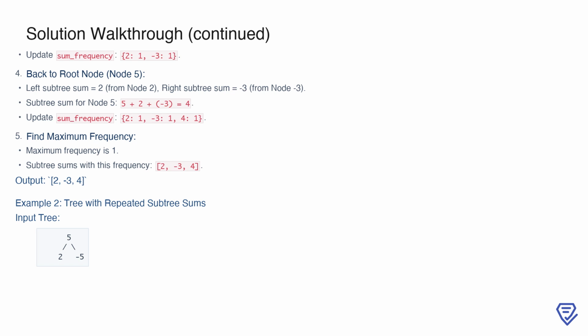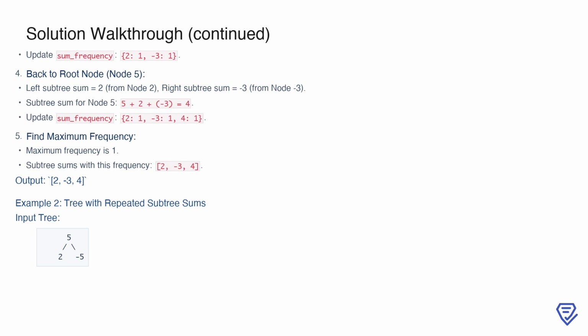Returning to the root node, we proceed to calculate the sum for the entire tree. The left subtree sum, which we previously calculated, is 2, and the right subtree sum is -3. Adding these to the value of the root node, 5, we compute the subtree sum for the root node as 5 plus 2 plus -3, which equals 4. We then update sum_frequency to include this new sum, resulting in the dictionary 2: 1, -3: 1, 4: 1.